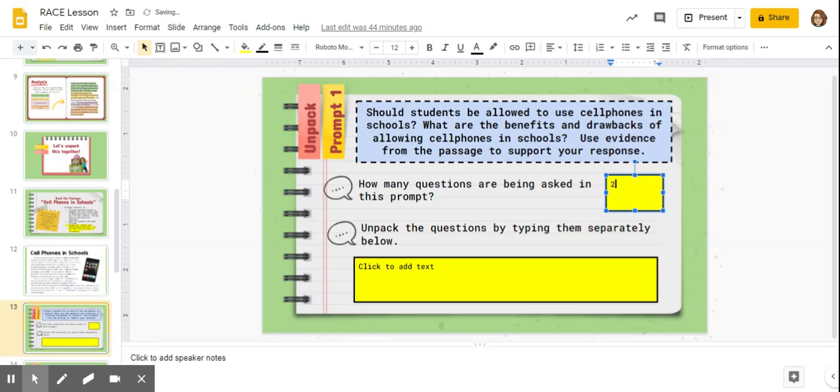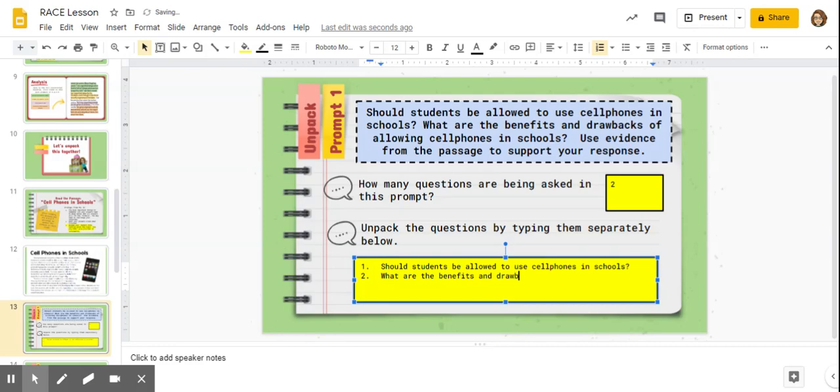All right, 2 questions. Unpack the question by typing them separately below. Okay, so we found those question marks, so I'm going to type those 2 questions. The first one, should students be allowed to use cell phones in schools? Question mark. Okay, and then we had the second one. What are the benefits and drawbacks of allowing cell phones in schools?